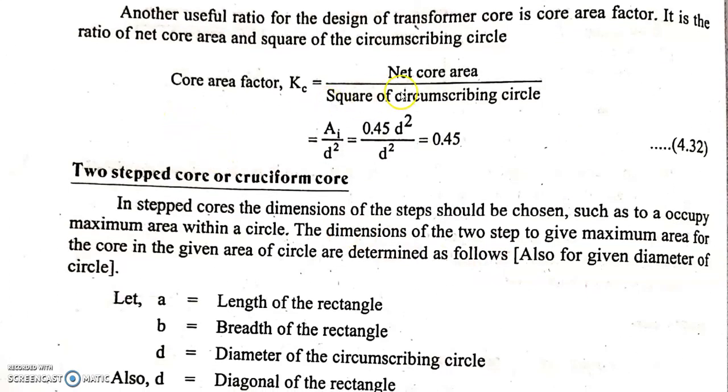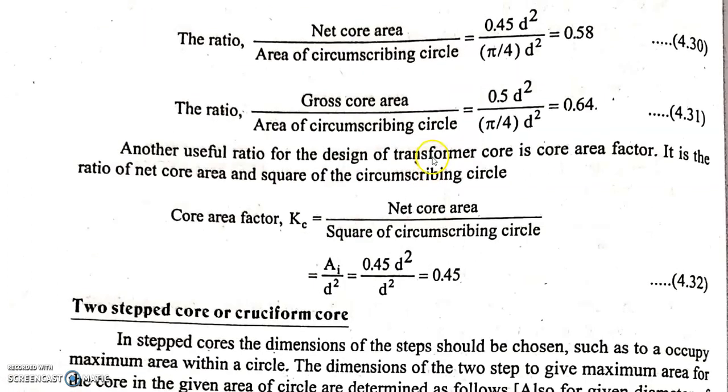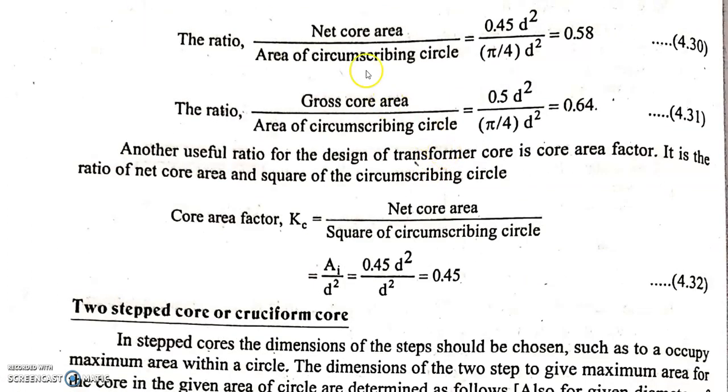And the core area factor is net core area divided by square of diameter of the circumscribing circle. So it is Ai by D square. Ai, the net core area, is 0.45 D square, so we will be getting 0.45. So three values we have calculated here: the ratio between net core area and area of the circumscribing circle, 0.58; the ratio between gross core area and area of the circumscribing circle, 0.64; and the core area factor Kc as 0.45.